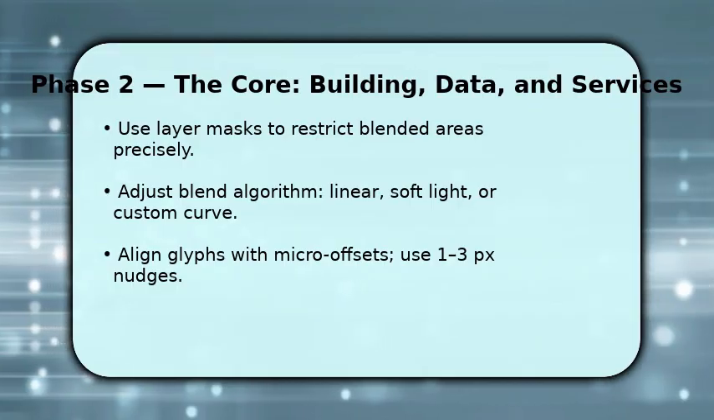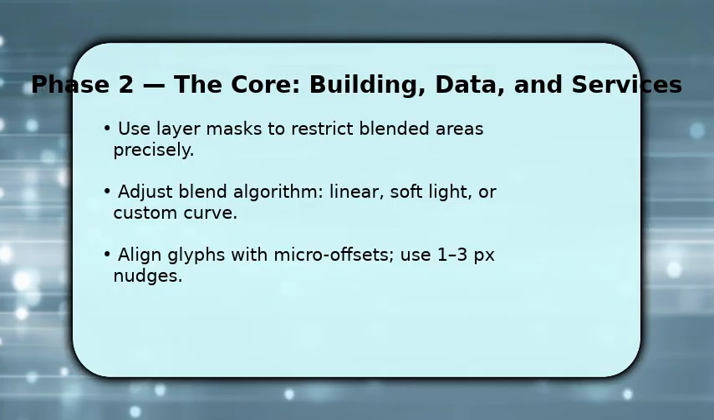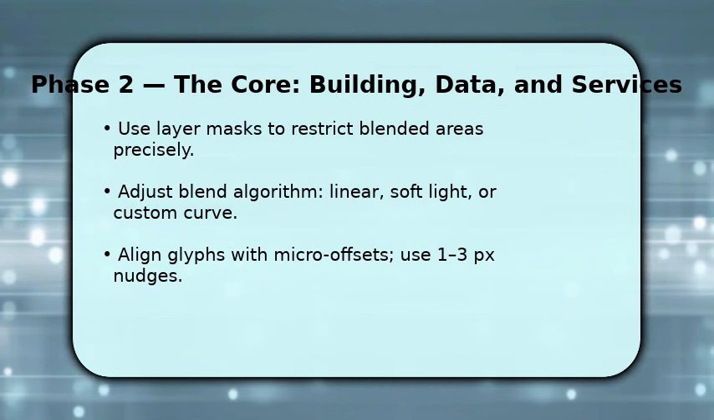Once that looks right, align glyphs with micro-offsets using 1 to 3 pixel nudges and baseline shifts. This fixes kerning clashes and improves legibility.